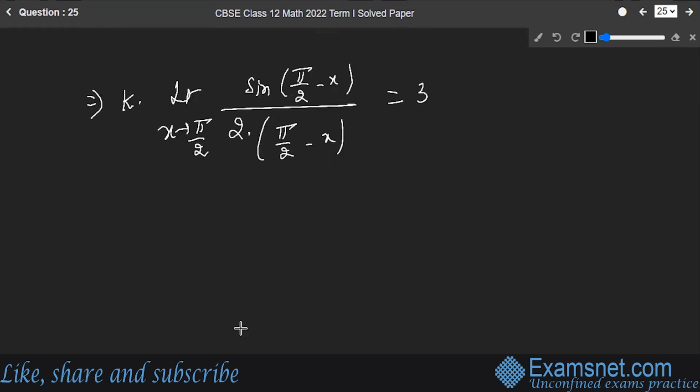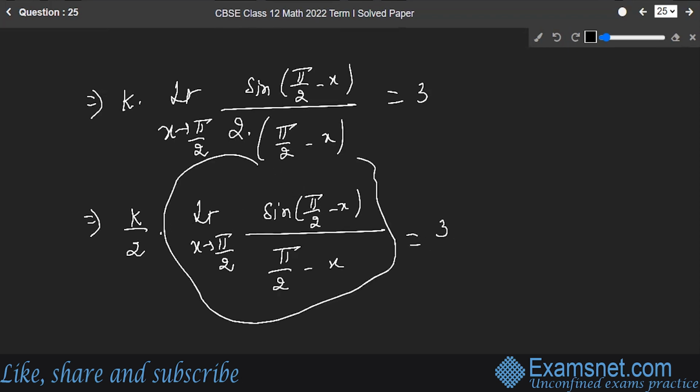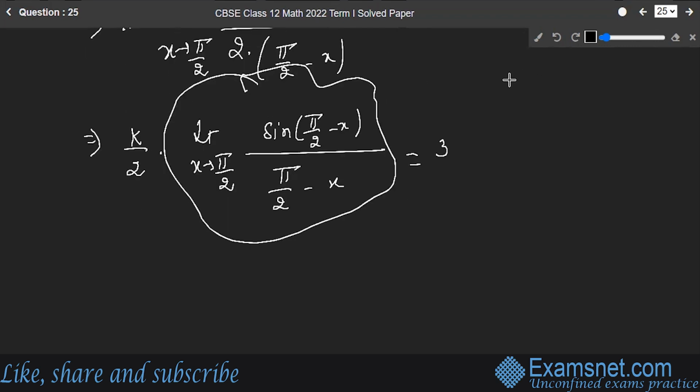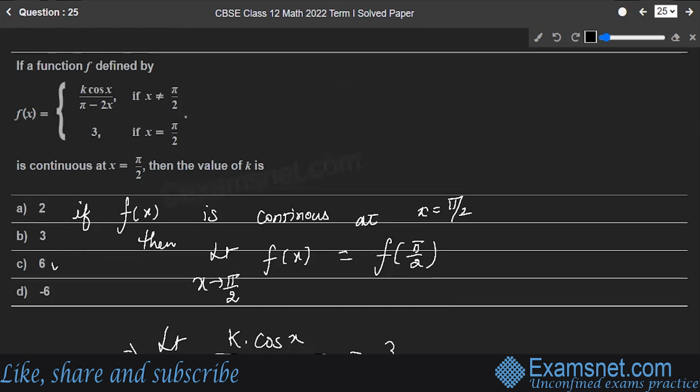Now it will be, I'll take the k upon 2 outside, limit x approaching pi by 2 sine of pi by 2 minus x divided by pi by 2 minus x is equal to 3. Now this whole thing is equal to 1, right? That makes k by 2 multiplied by 1 is equal to 3, which gives you k is equal to 6. So this is the value for k. Option C is the correct answer. Hope you understood that.